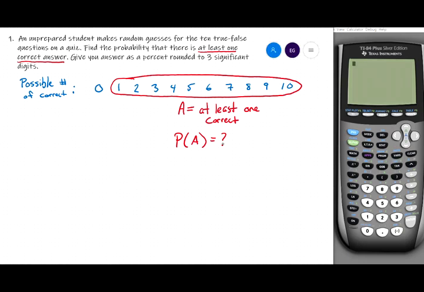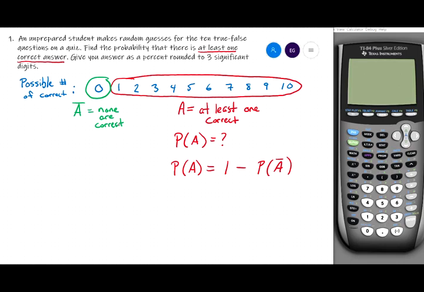But we have a rule for complements, and we know that the probability that A happens is always equal to 1 minus the probability that A does not happen. And in this case, there's only one way that A doesn't happen, and that's exactly 0 correct answers. So none are correct. And that's a much easier thing to calculate because there's only one way that could happen.